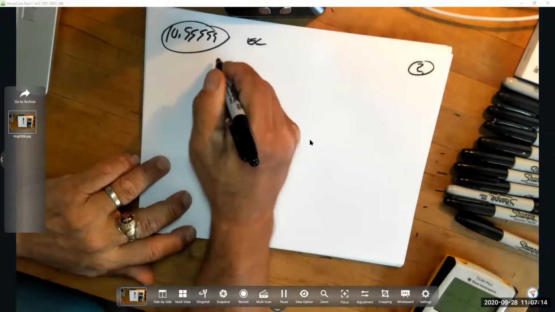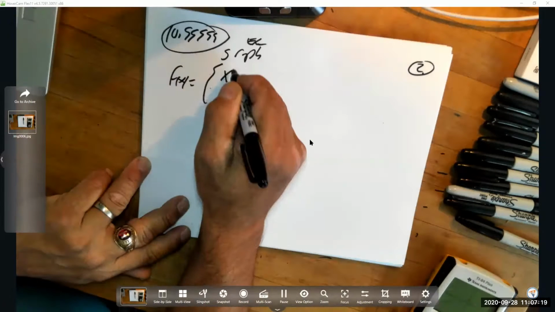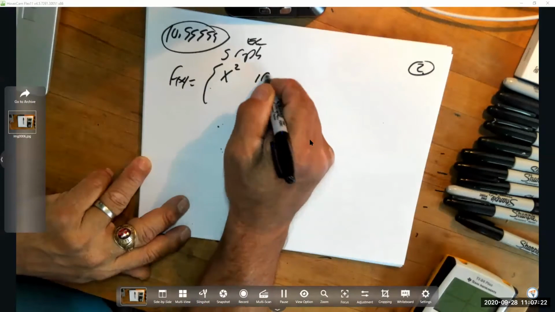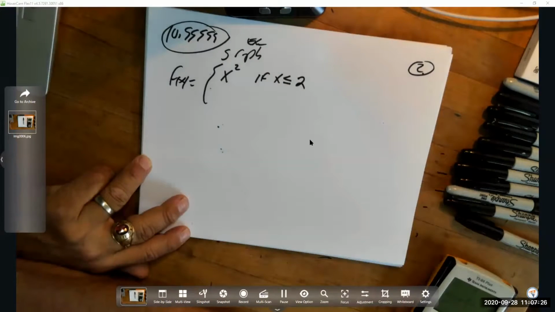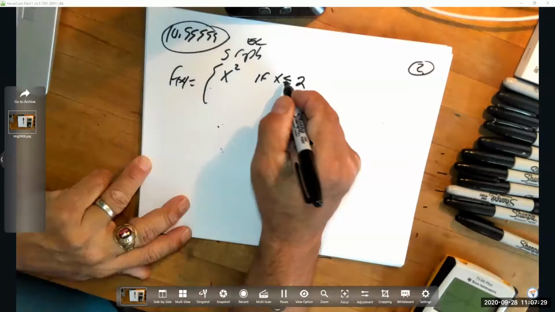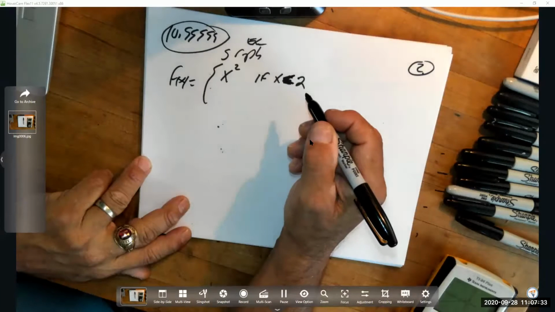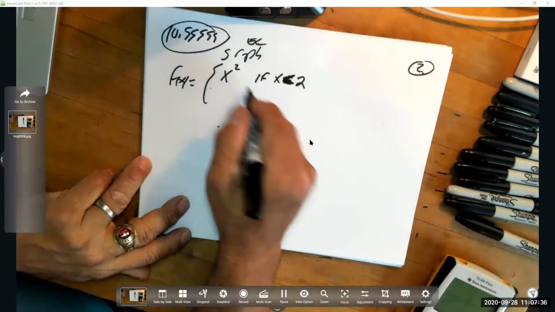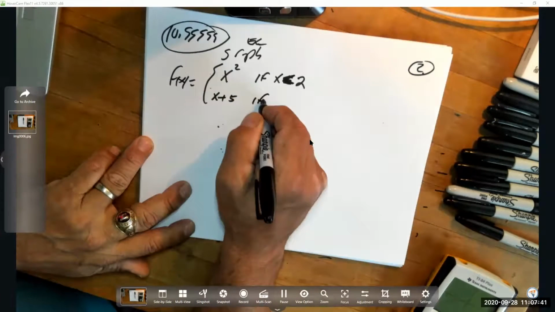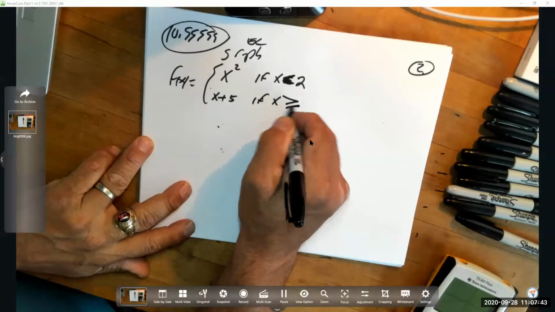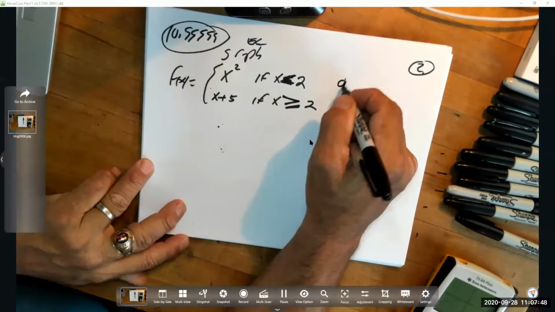I'm going to say f of x is 2 parts. It's x squared if x is less than 2 only, like that. And that's one graph. And the other one is going to be x plus 5 if x is greater than or equal to 2. So less than only, and greater than or equal to 2. This one's going to be open. This one's going to be closed.